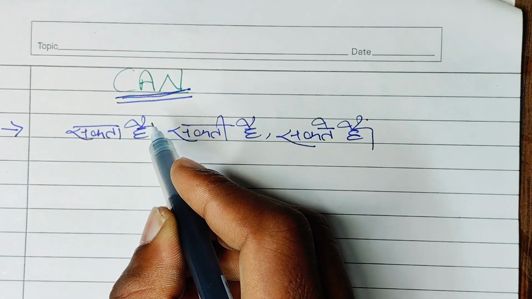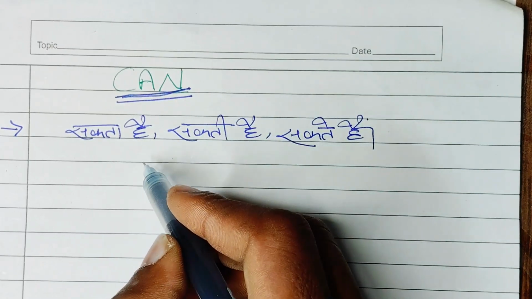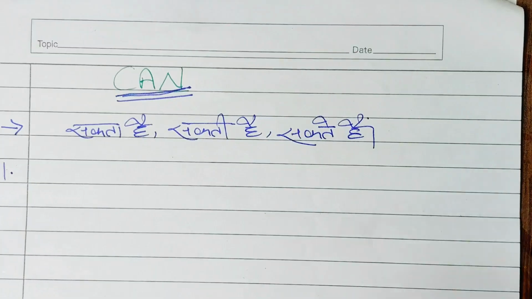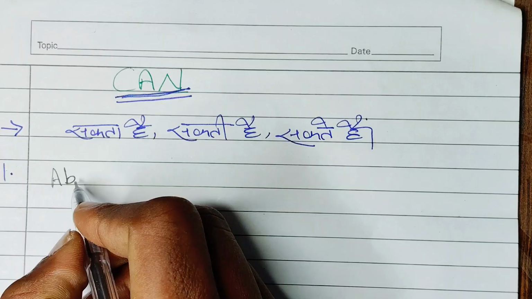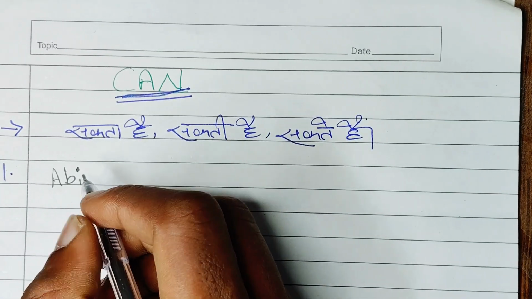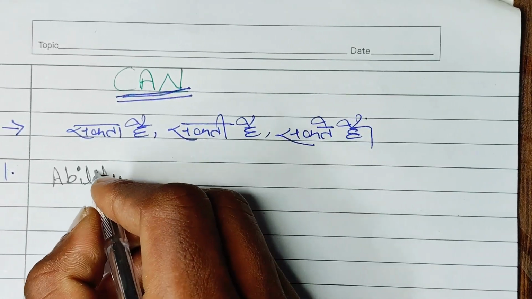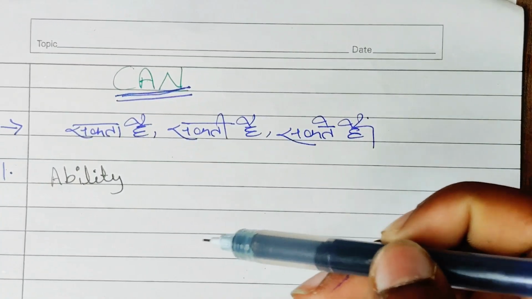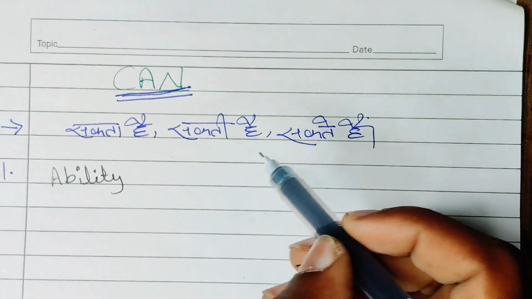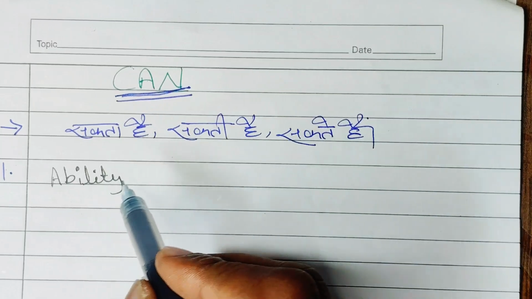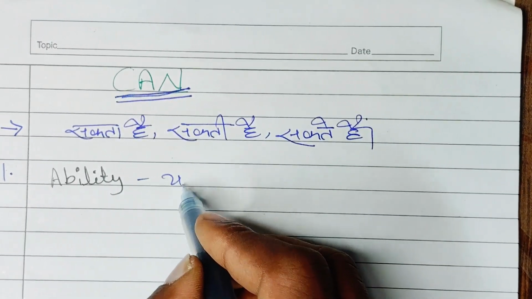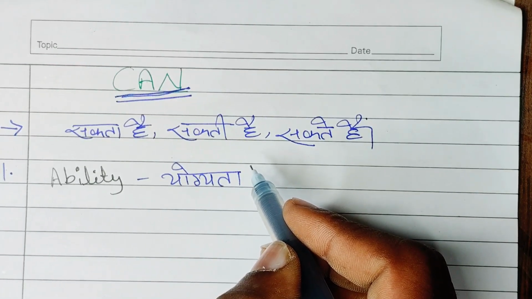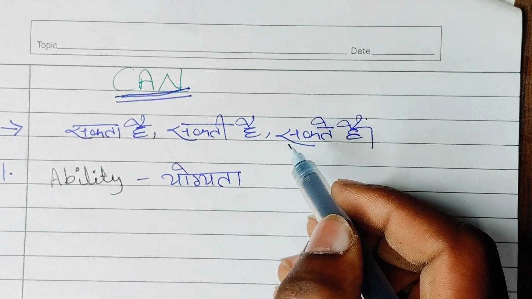And if I tell you about four situations where we use can, then the first one is ability. Ability means yogyata. If you are capable of something, like you are capable to bring something, like you are capable to speak English fluently, then you can use can there. Like, can you speak English? If you are able to do this, you can say yes, I can speak English.